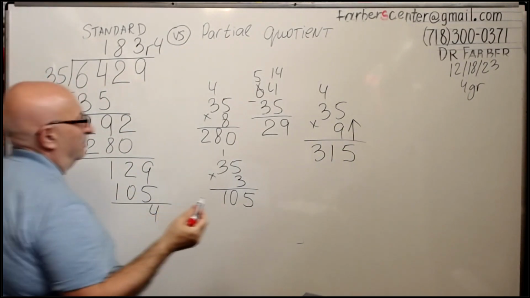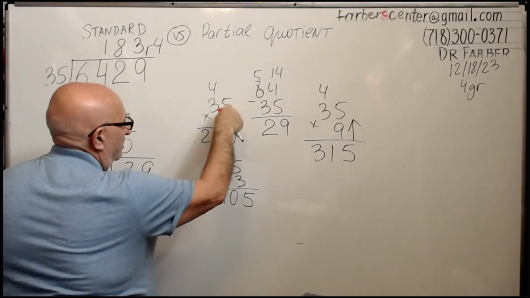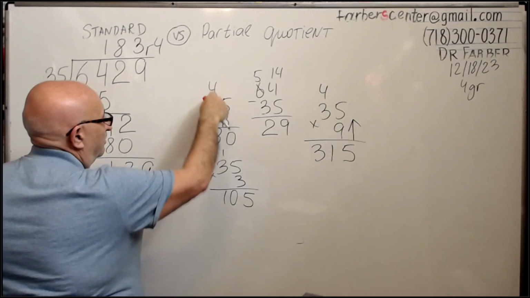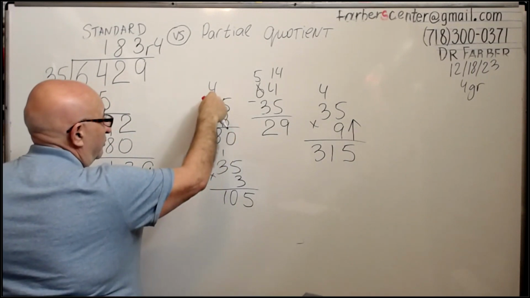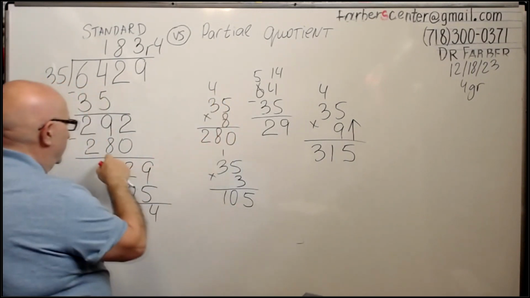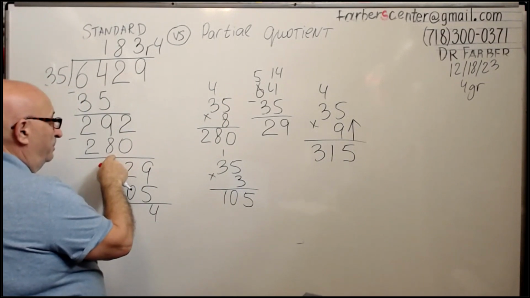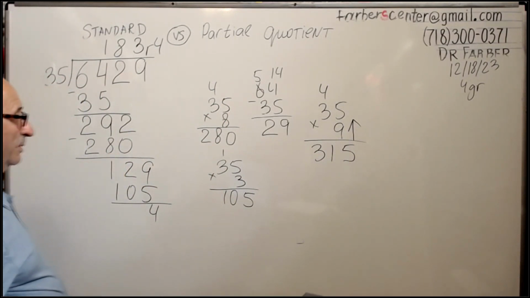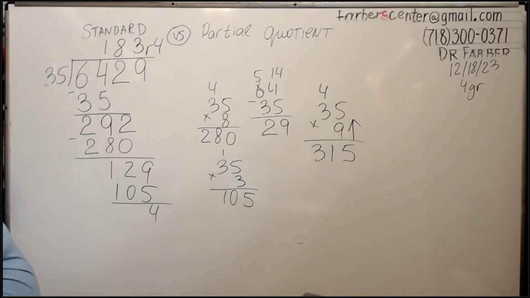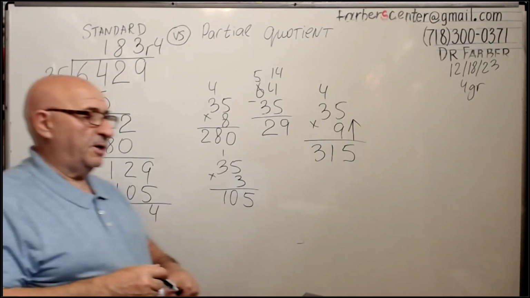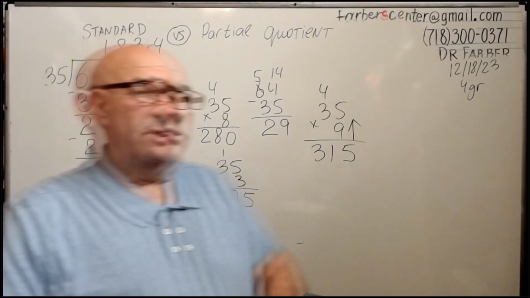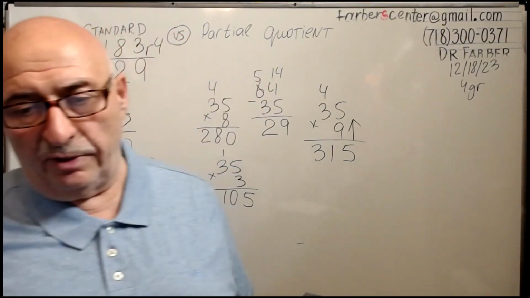Let me try 8. 8 times 5, 40. 0, carry 4. 8 times 3, 24, plus 4, 28. Is 280 good here? Yes. Did that answer your question? Yes, thank you. Welcome. It's easy. Because multiplication of two digits by one digit is actually third grade, right?